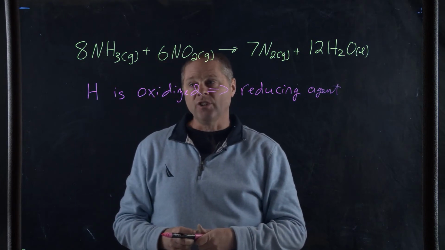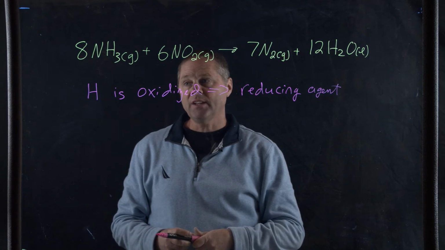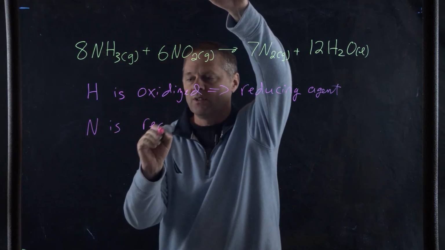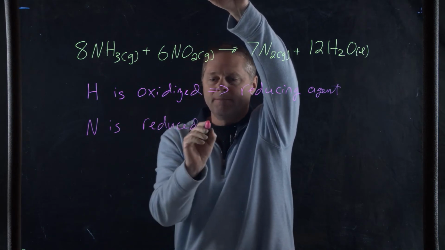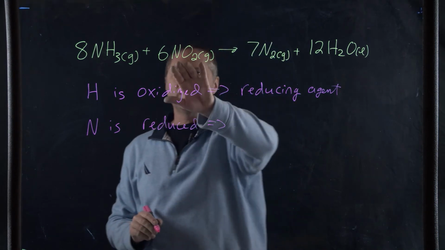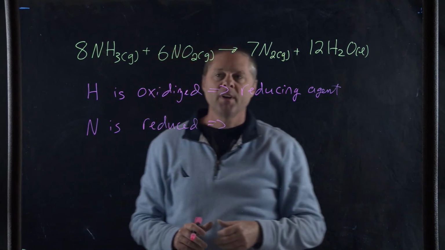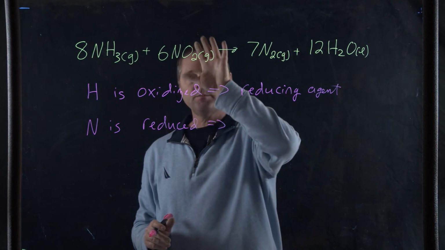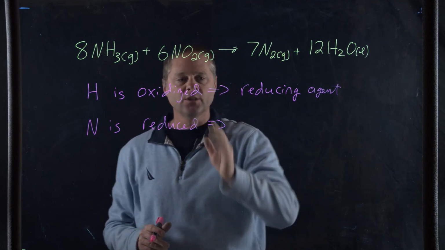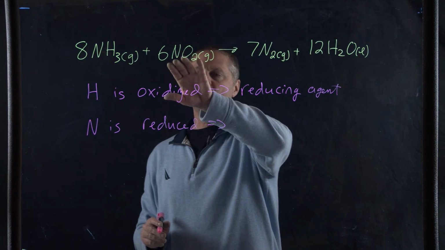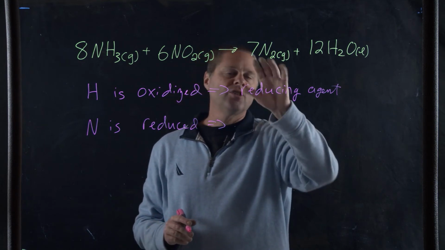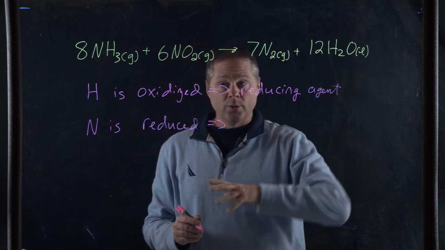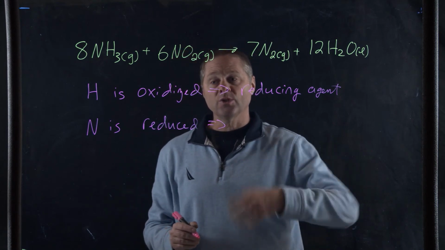Now we look at the nitrogen. The nitrogen is reduced. If we look at this nitrogen in particular, it's losing its oxygens. It's going from nitrogen bonded to hydrogen to just being nitrogen bonded to itself. That's one way we can look at it: in terms of losing oxygen, so it's being reduced.